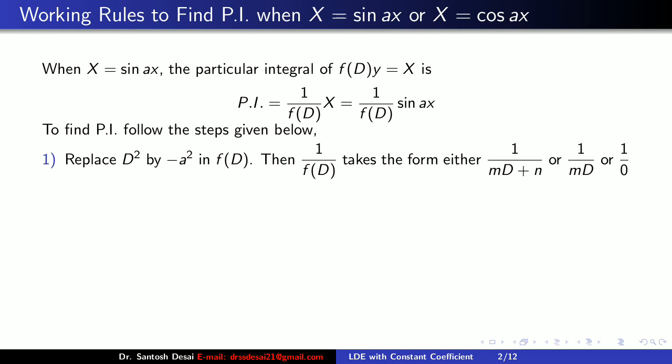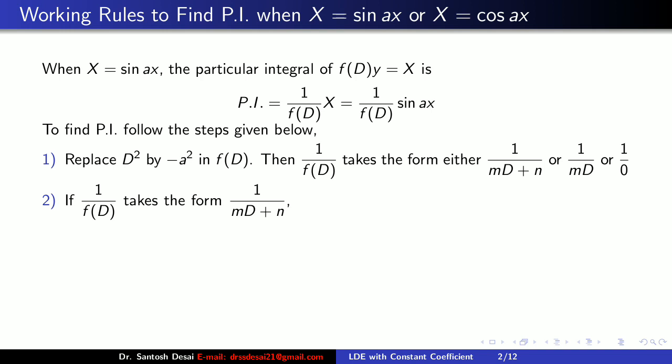So our first step is to replace D square by minus a square in f(D). After replacing, f(D) takes any one of these forms: either 1 upon mD plus n, or 1 upon mD, or 1 upon 0. So let us take the first case. If 1 upon f(D) takes the form 1 upon mD plus n, then again we have to bring D square in the denominator.